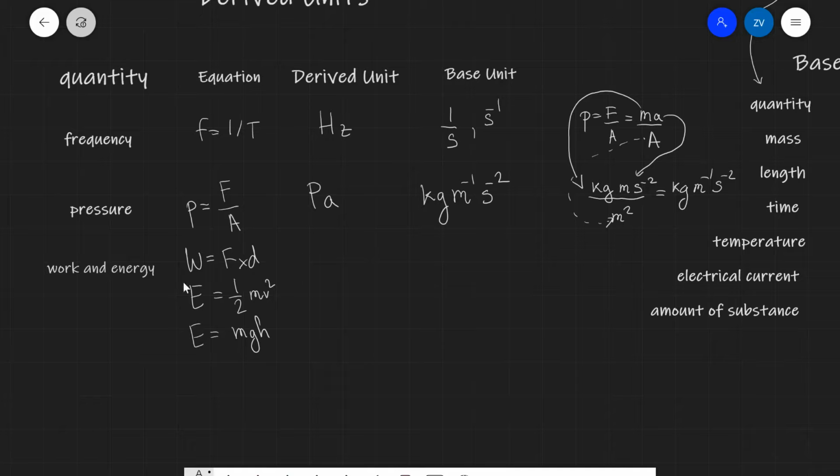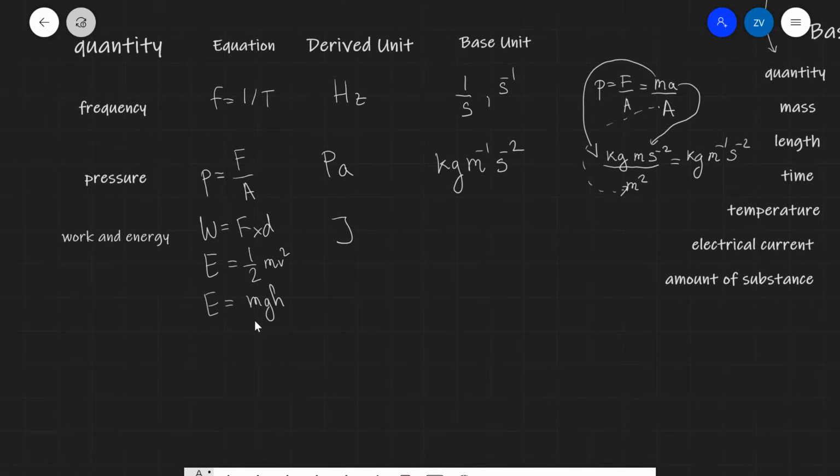Now all of these quantities over here that I've written down are measured in joules, and that is the derived unit. The joule is not a base unit, even if we use that in physics all the time. Now, let's see whether we can work out the base unit for the joule, and let's pick any of those equations. It doesn't really matter. I'm going to just pick E is a half mv squared because I really like the kinetic energy formula.